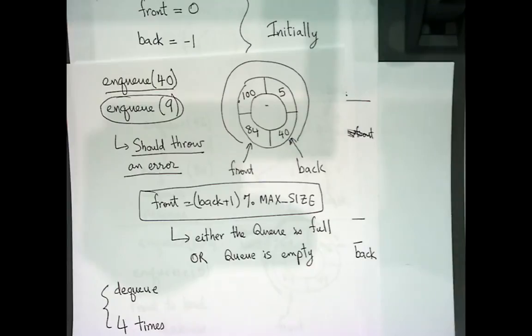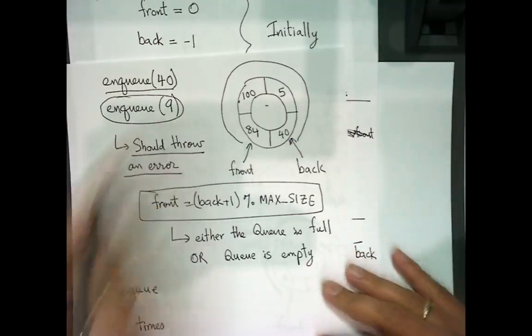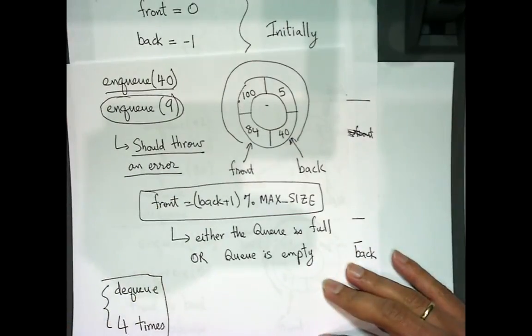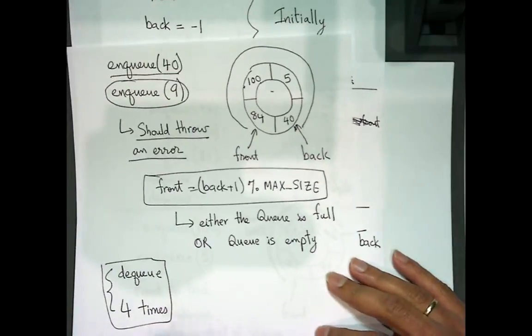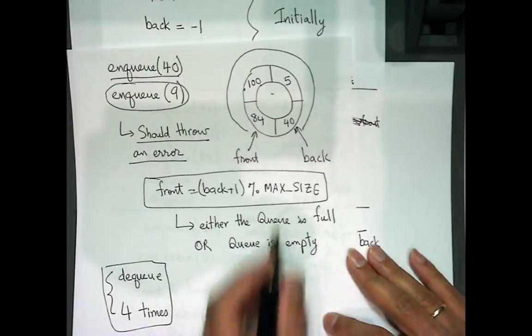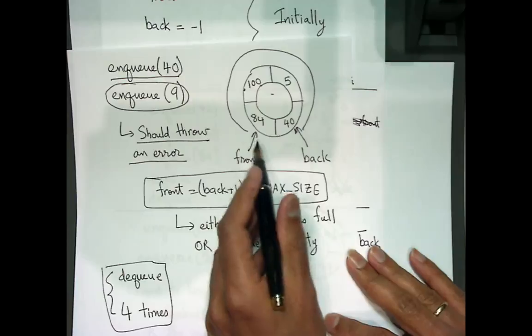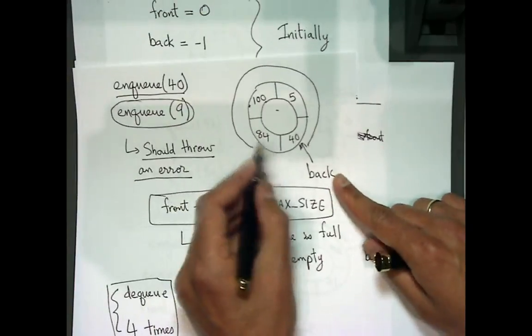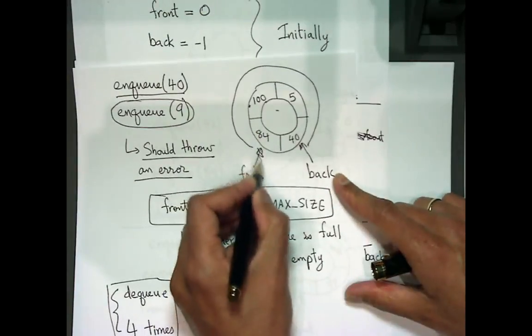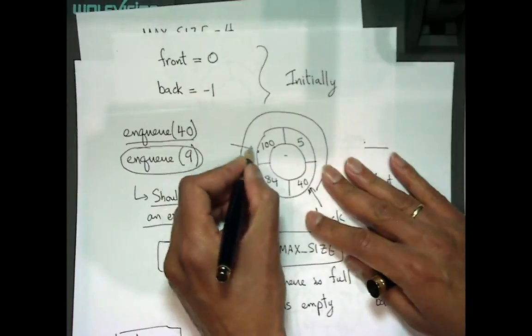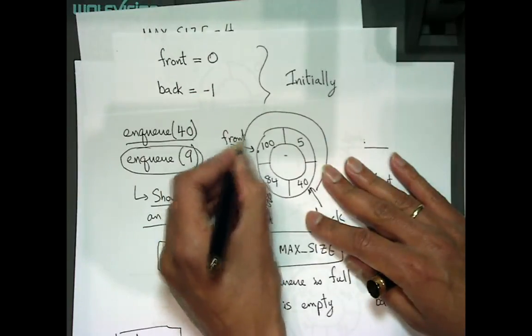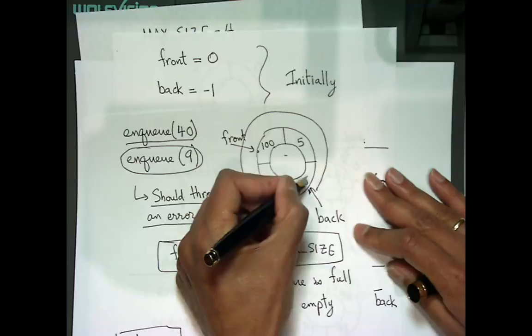No, so let me just do this example. Let me just walk through this. I think this would be useful. So what happens when you do DQ 4 times? So it started here. Now to DQ, it has to remove 84. What that means is front is going to go there, right? And the queue is from 100 to 40.